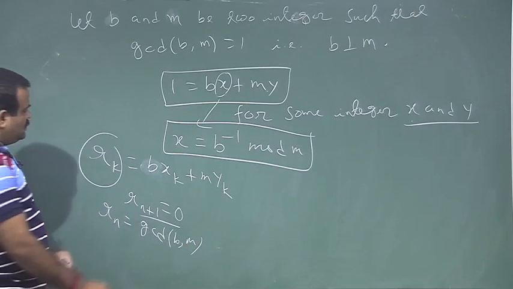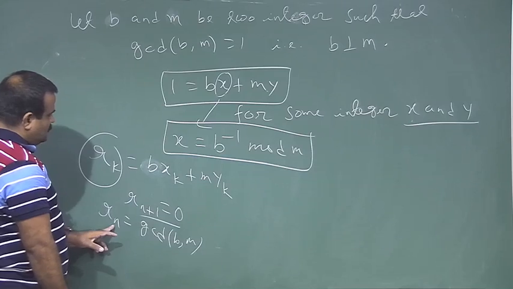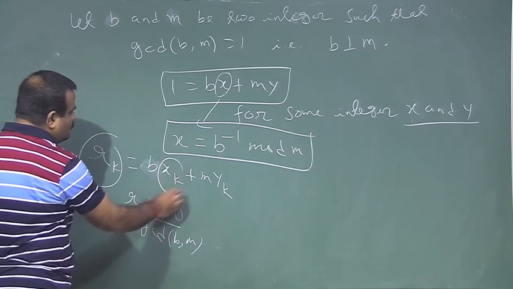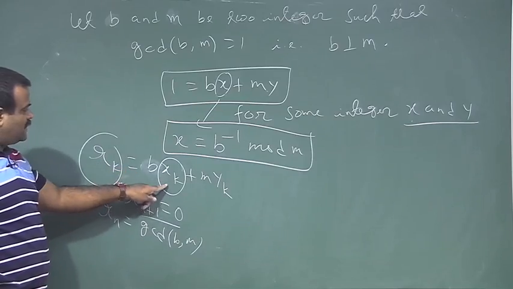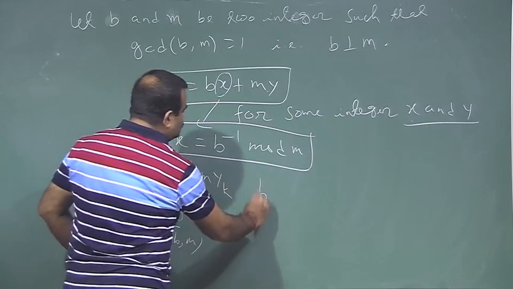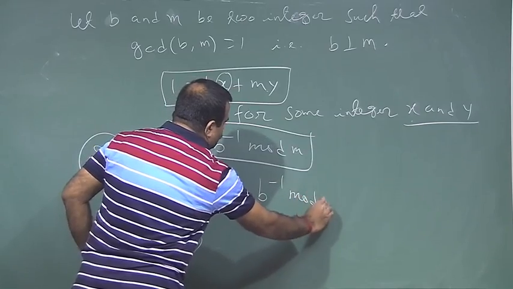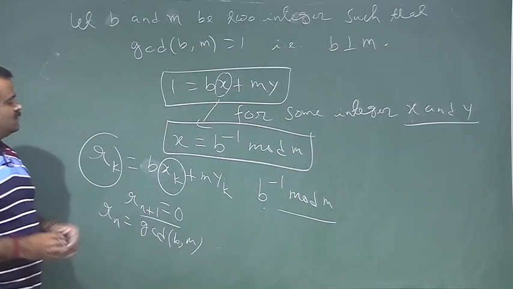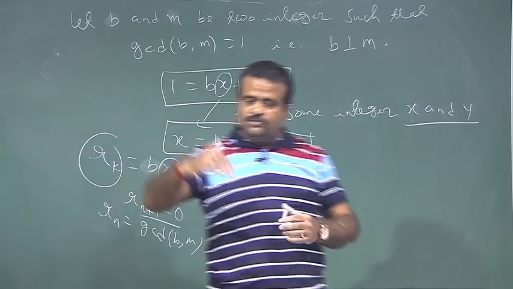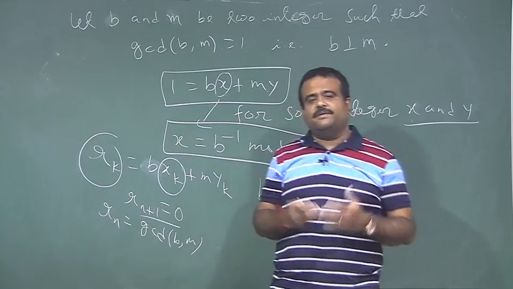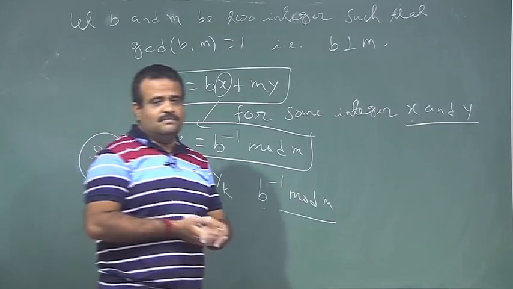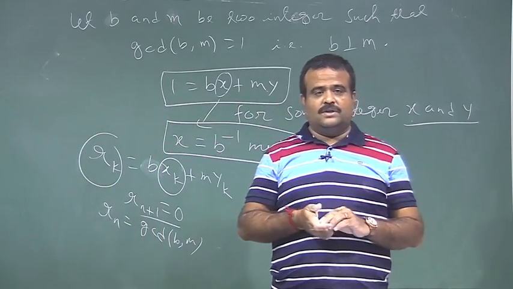So, if r n is 1, then the GCD is 1, and the corresponding value we are storing, this b2, is basically b inverse mod m, provided the GCD is 1. So, we are executing the Euclid algorithm, but every time we are storing this x and y, so that we can get the inverse of b, provided the GCD is 1. Thank you.